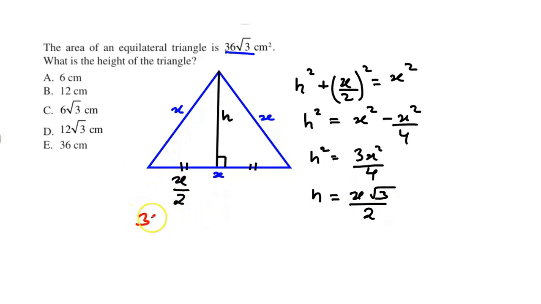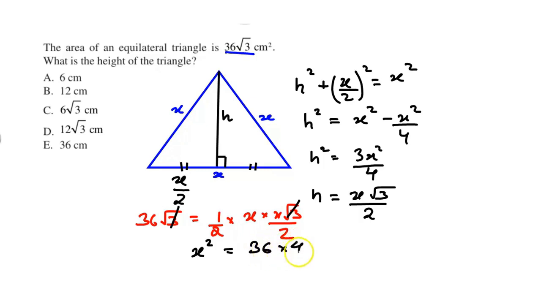Area is 36 root 3, but it can also be half into base, that is x, into height, that is x root 3 by 2. So by this, we can find the value of x first. This root 3 and this root 3 will be cancelled. So x square will come as 36 into 4. So therefore, x will be under root of this. Under root of 36 is 6 and under root of 4 is 2. So this is coming as 12 centimeter.